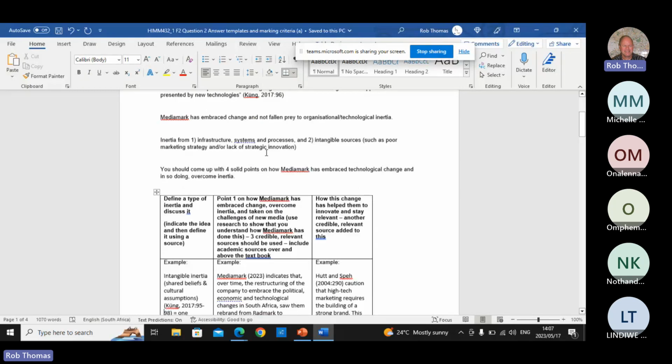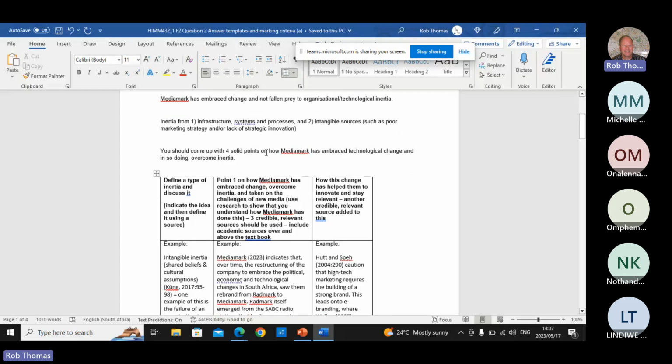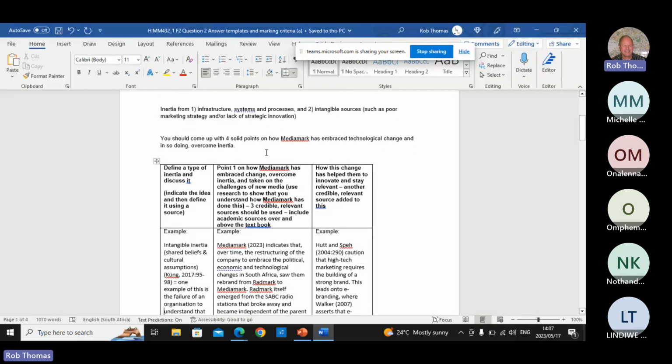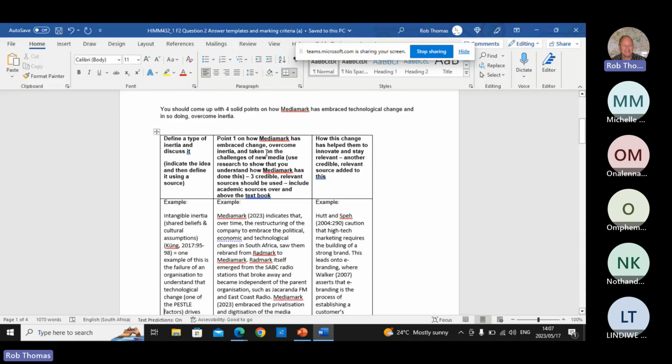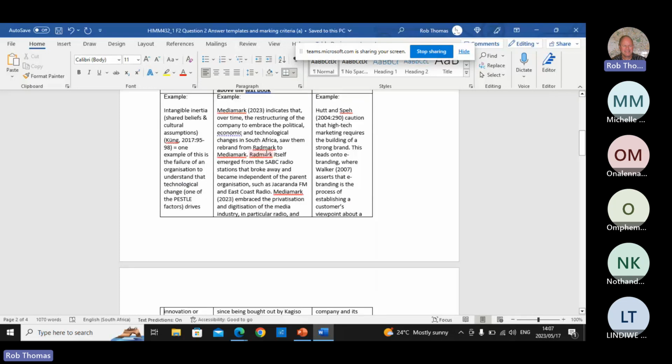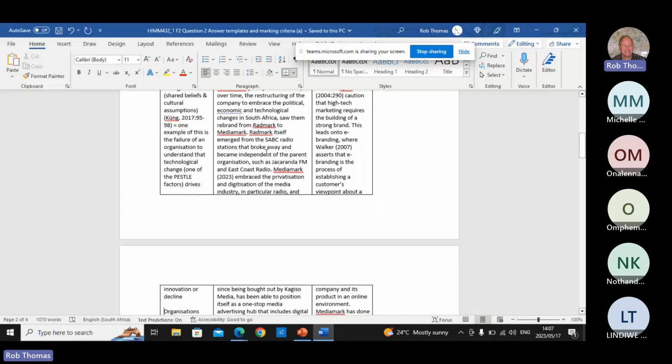Okay, so guys, for example, I said intangible inertia, shared beliefs and cultural assumptions. This is King, 95 to 98. One example of this is the failure of an organization to understand that technological change, which you can see is one of the PESTLE factors, drives innovation or drives decline. So if you do not embrace technological change, you're probably going to decline.